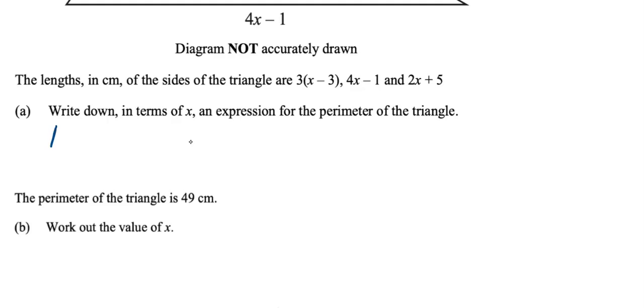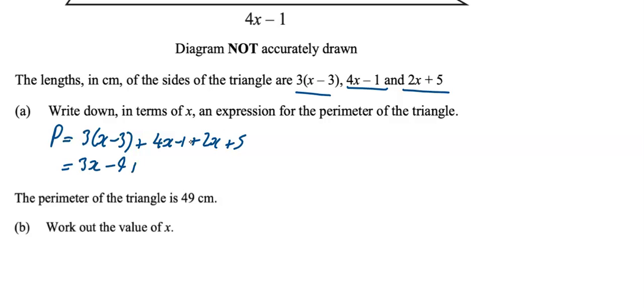So P, I'm just going to say, is my perimeter. One of the sides was 3 times x minus 3. The other side was 4x minus 1. And the other side was 2x plus 5. So just multiply out, you'll have 3x minus 9 plus 4x minus 1, plus 2x plus 5, and then a wee bit of tidying up.